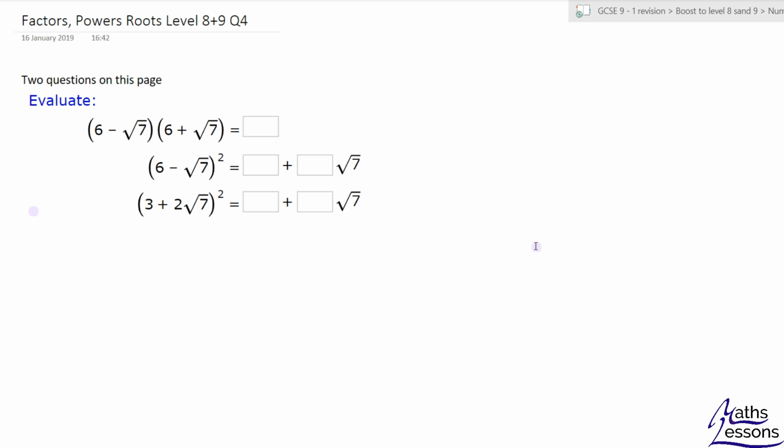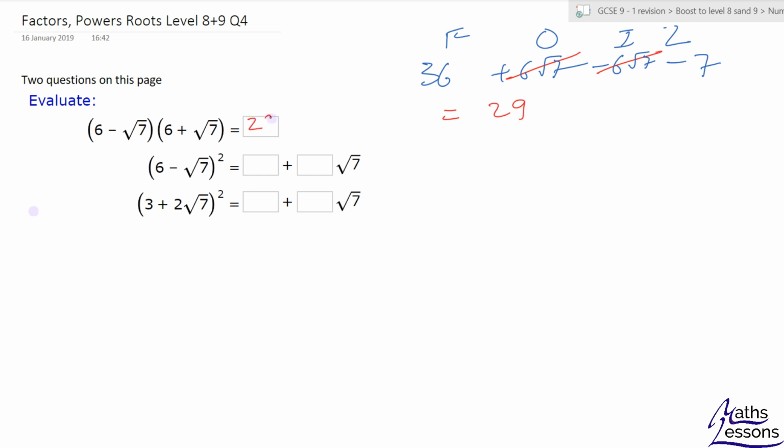Okay, so let's have a look at this one. We've got 6 minus root 7 times 6 plus root 7. We do FOIL on this: first, outer, inner, last. The first two things, 6 times 6 is 36. The outer two things, 6 times root 7, 6 root 7. The inner two things is minus 6 root 7. You probably spotted they were going to cancel. Root 7 times root 7 is just 7, and minus times a plus gives me minus 7. So these two here cancel, and that will just leave us 36 minus 7, which is 29.